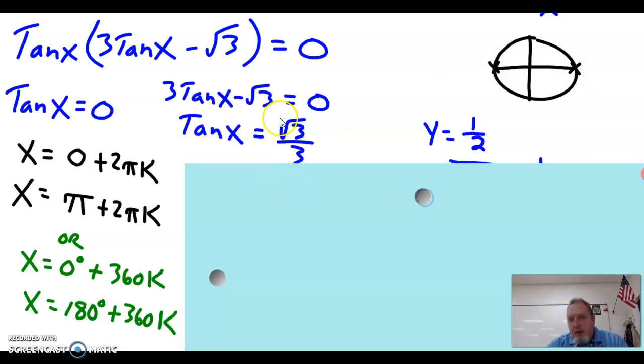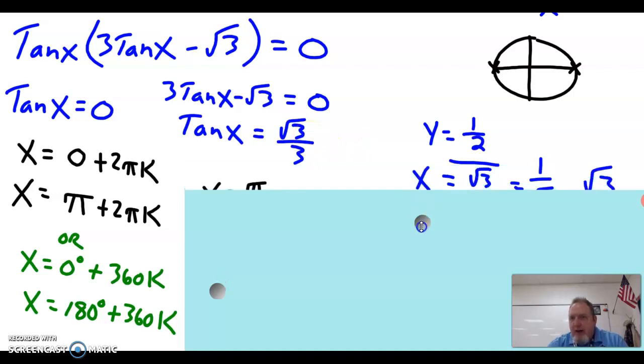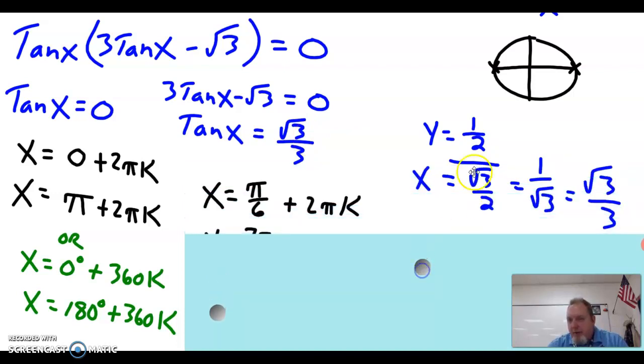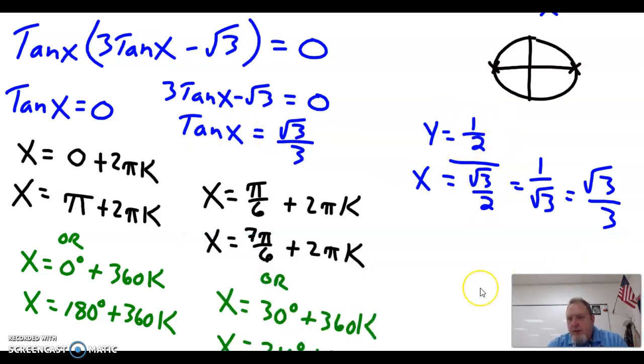The second one here, a little bit more developed, because we want to know where tangent is square root of 3 over 3. So in other words, where does y over x equal that? That's going to happen when our y value is 1/2 and our x value is square root of 3 over 2. Because if I simplify this, I get 1 over the square root of 3. And if I rationalize that, there's my tangent value. Square root of 3 over 3, that's where I'm looking for. So again, that happens when y is 1/2 and x is square root of 3 over 2. So where does that happen?